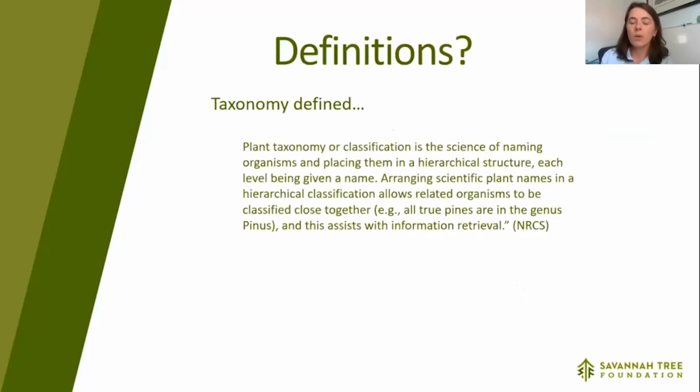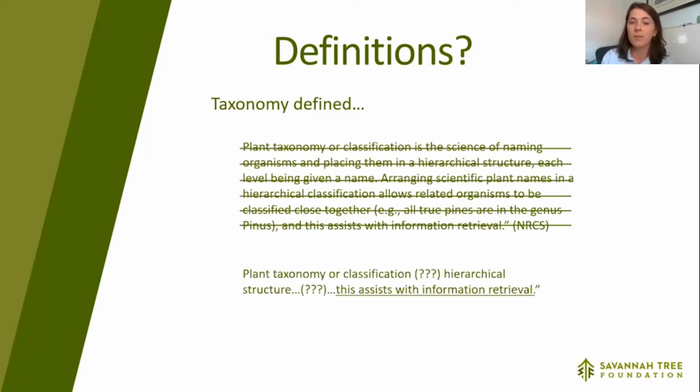Well, when I wanted to look up taxonomy defined, I saw that the Natural Resources Conservation Service, or NRCS, uses this very long definition, which is: plant taxonomy or classification is the science of naming organisms and placing them in a hierarchical structure. And all of this heavy text, and all I got out of it was plant taxonomy, something, hierarchical structure, I'm not really sure. And this assists with information retrieval. And so in order to understand this a bit better, I dove into the history.